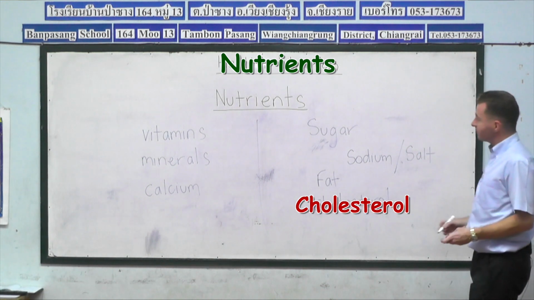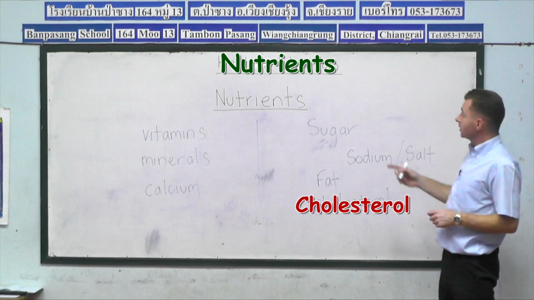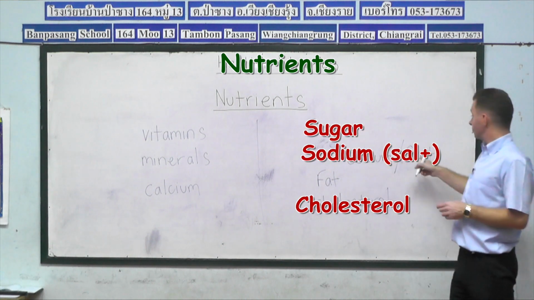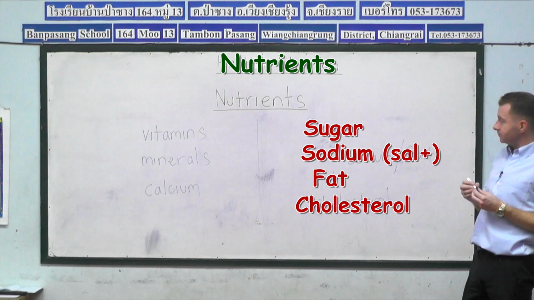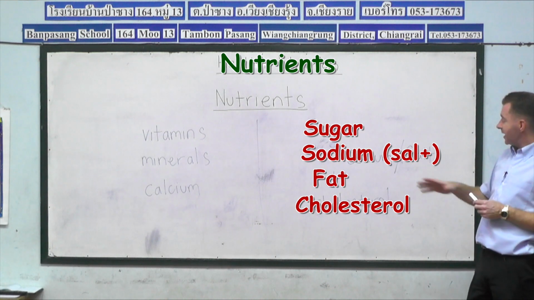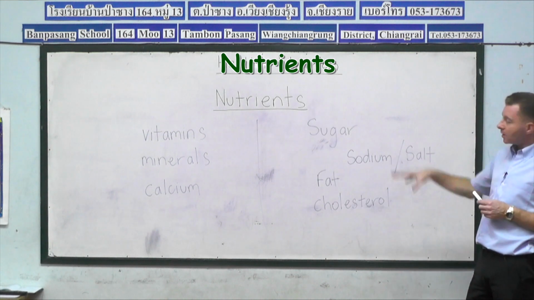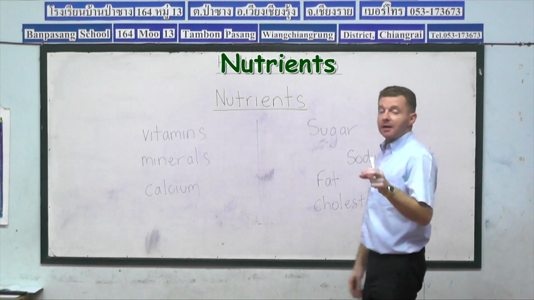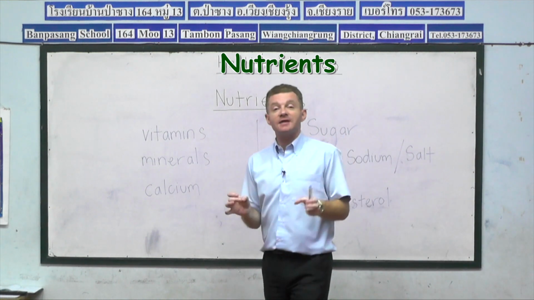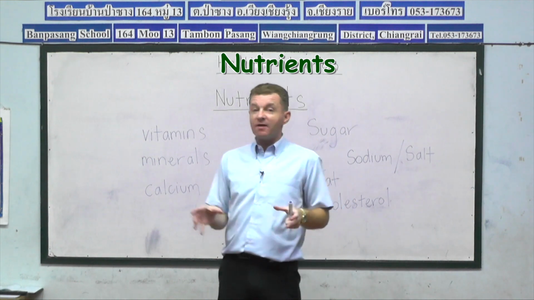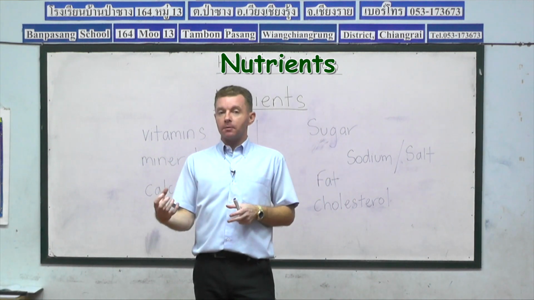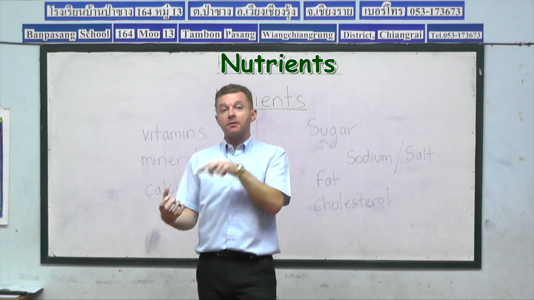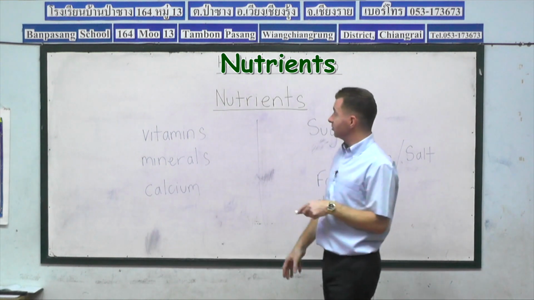C-H-O-L-E-S-T-E-R-O-L. So let's have a look on the bad side, guys. We've got sugar, salt, sodium, fat, and cholesterol. So these are all different types of nutrients. Now remember how we learned that to decide on what nutrients we should have, we should look at the food label. If we look at the food label, it will give us the different types of nutrients.